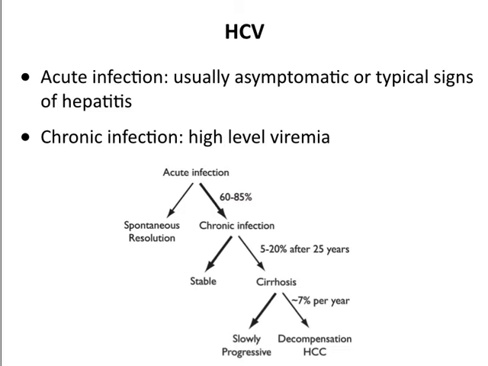But 60 to 85% undergo chronic infection. The virus circulates. It's produced continuously by liver cells. It's in the blood, so you can spread it to other people. Often you don't have any symptoms, so you can easily infect other people. And eventually this progresses through cirrhosis. Not everyone gets cirrhotic. 5 to 20% of those with chronic infection get cirrhotic. And then at a rate of about 7% a year, these individuals get hepatocellular carcinoma.